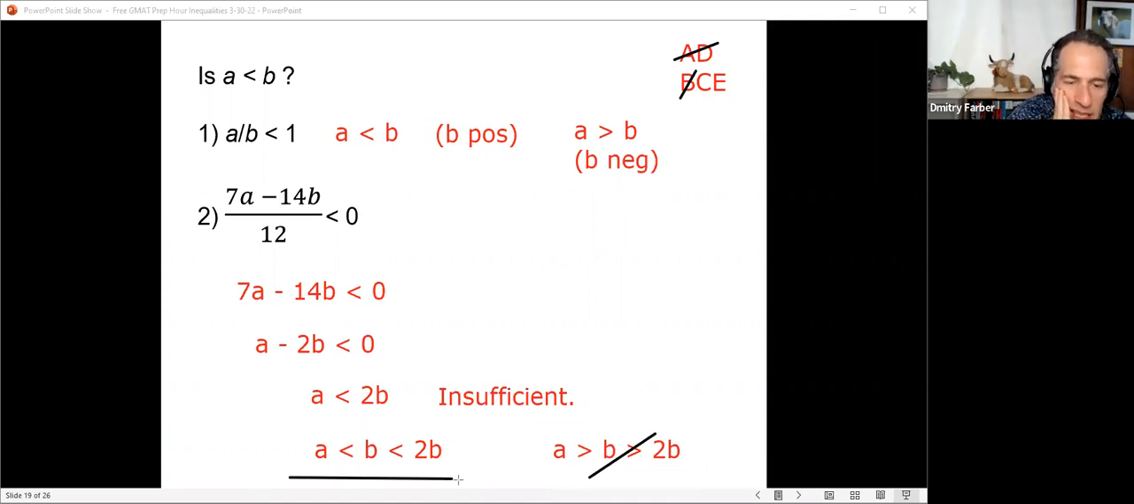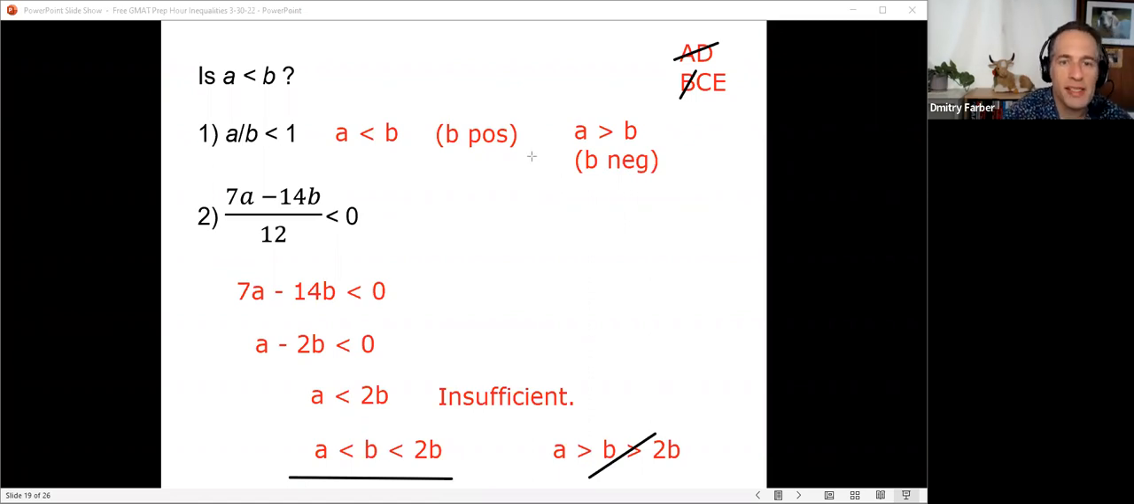Have I proven that C is the answer? What do you think? So we have to think about those cases, right? It seems like maybe yes, it's a little sneaky, right? So if A is less than 2B and also less than B, that's what you'd see when it's positive, right?